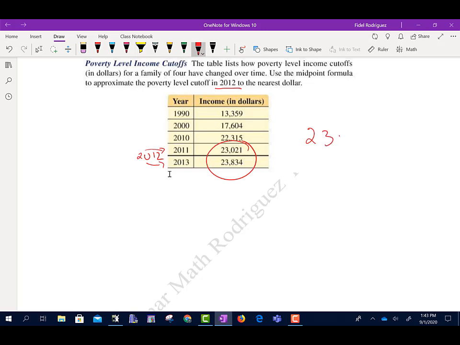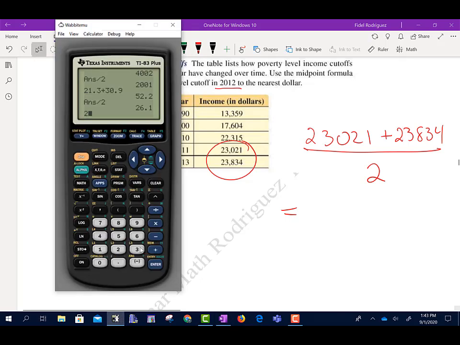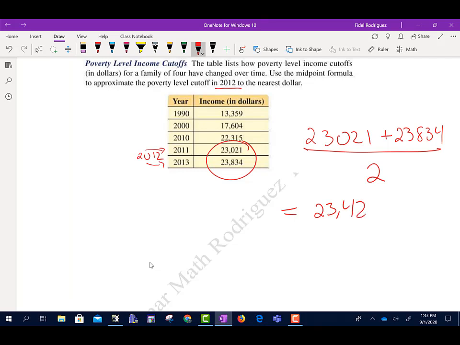So I'm going to take 23,021. I'm going to add 23,834. We're going to divide them both by 2. So let me grab my calculator again. 23,021 plus 23,834. And let's divide it by 2. And I'm coming up with 23,427.5. That would be like 50 cents.